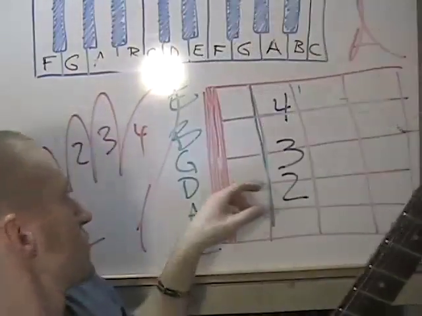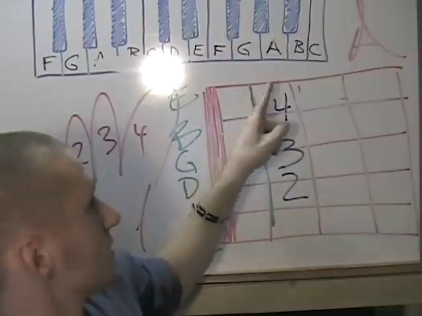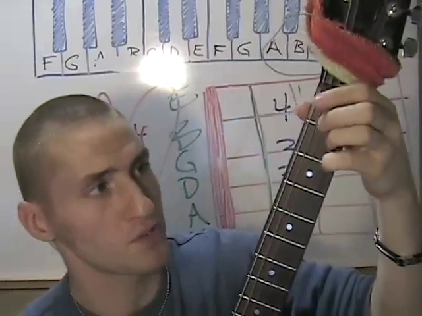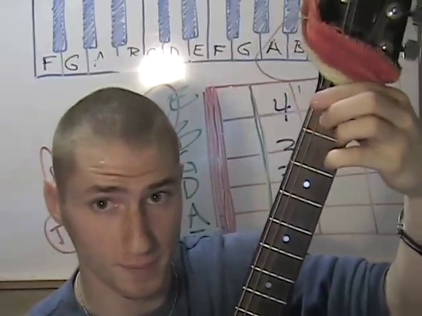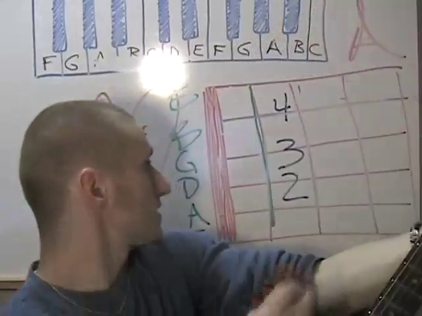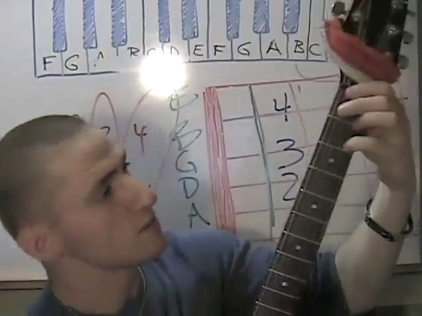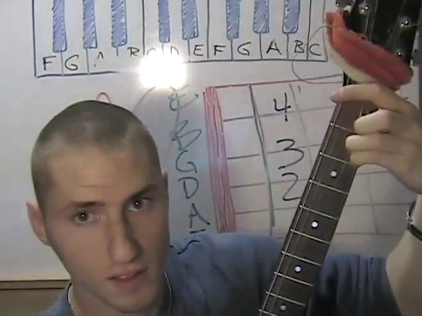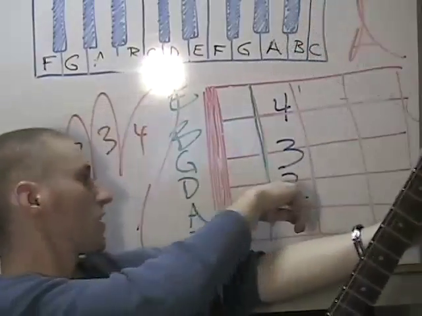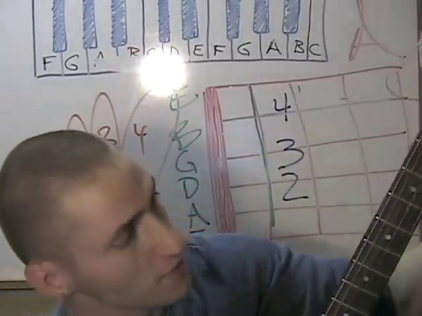So let's take this fourth finger and put it on the second fret of the B. See, look, this is the first fret, this is the second fret. So we're going to put this fourth finger right here, on the second fret of the B. There it is. Let's take our third finger and put it on the second fret of the G. Right there. Let's take our second finger and put it on the second fret of the D. There we have it.